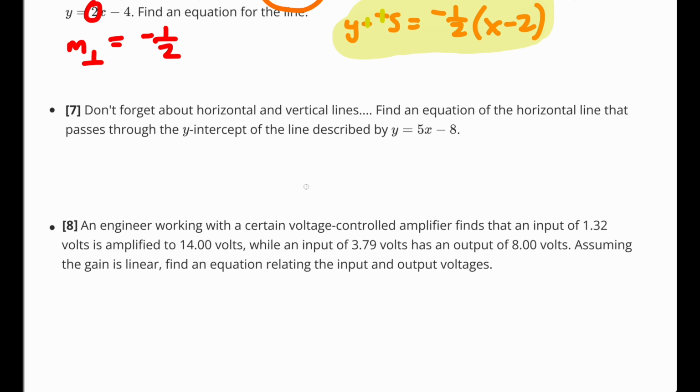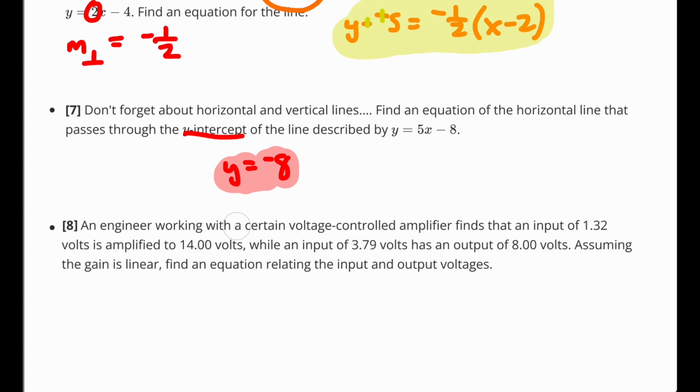All right, 7, don't forget about horizontal and vertical lines. Find the equation of a horizontal line that passes through the y-intercept of the line y equals 5x minus 8. Well, the y-intercept is -8, so that means the y is equal to -8. If the y is equal to -8, then that's the horizontal line. So the equation of the horizontal line, if it's going through -8, has to be y equals -8, and that's the answer for that one.